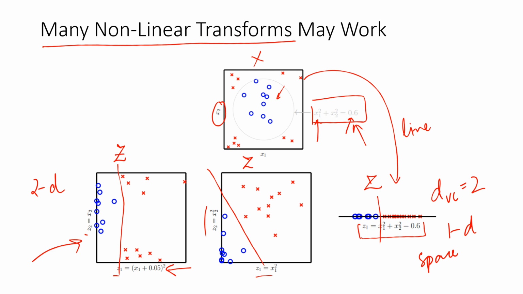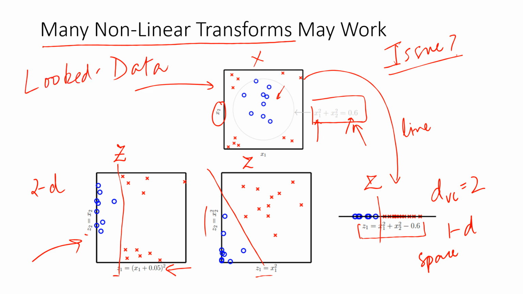Okay, so all of this sounds really great, but do you think there is any issue here? Well, the issue that I think everybody's been thinking ever since we started talking about nonlinear transforms is that I already looked at the data, right? I looked at the data, and based on that, we decided these transforms.